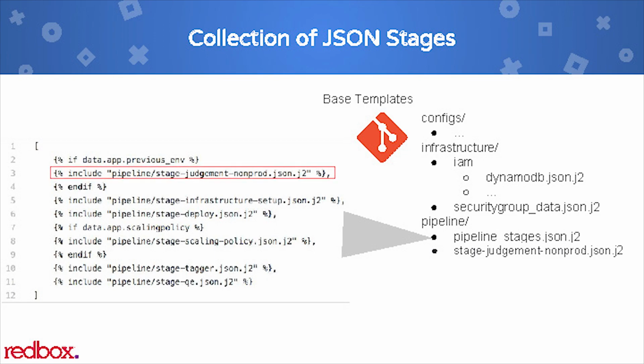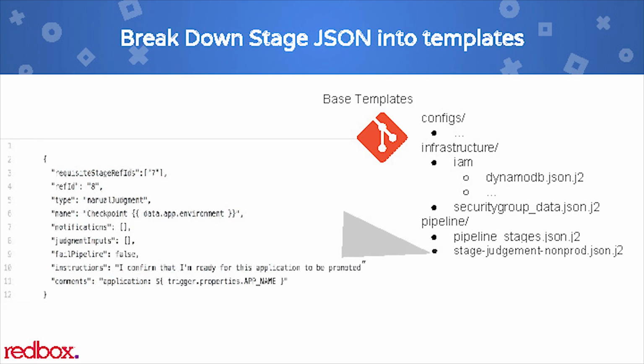So let's take a look at this judgment non-prod. What does that look like? And if you look at the JSON, it's basically just JSON, right? It's literally just the pipeline JSON from that UI that we had split off into a file. And then you kind of fill in the blanks with whatever environment, like the checkpoint prod or checkpoint data.app environment. Fill in that blank with actual data per step.